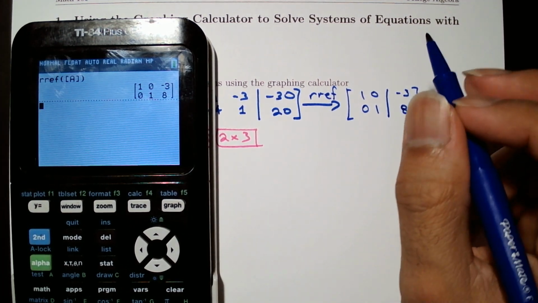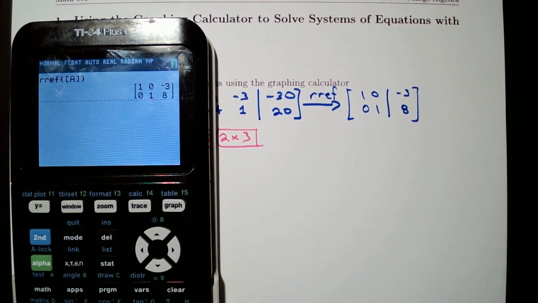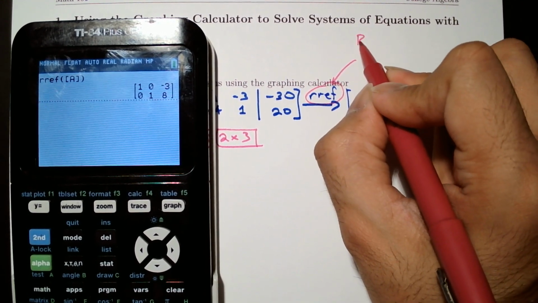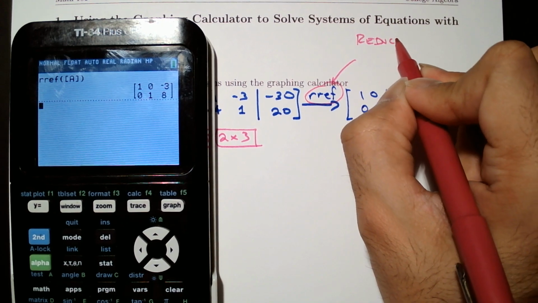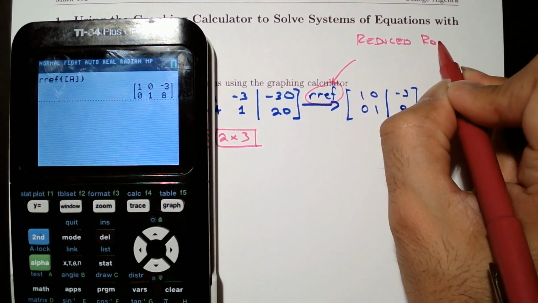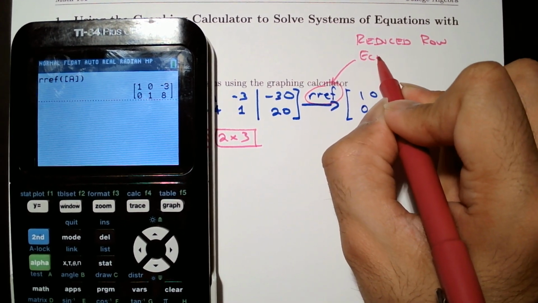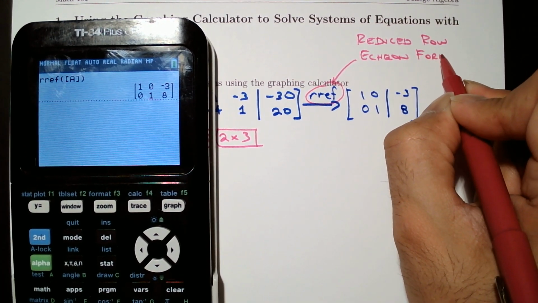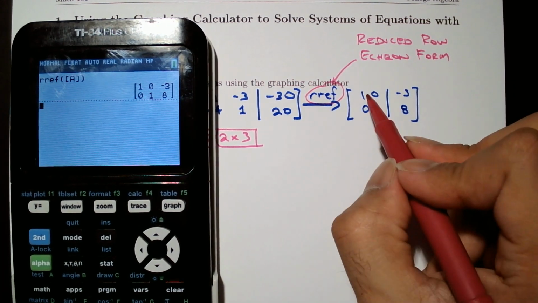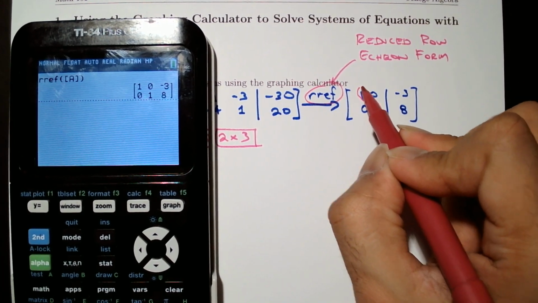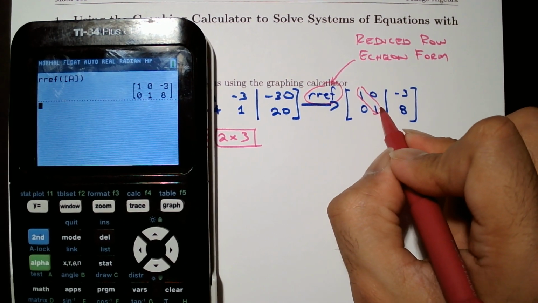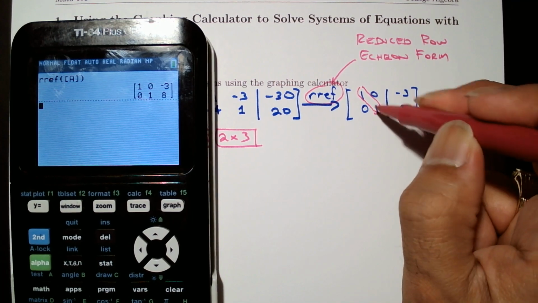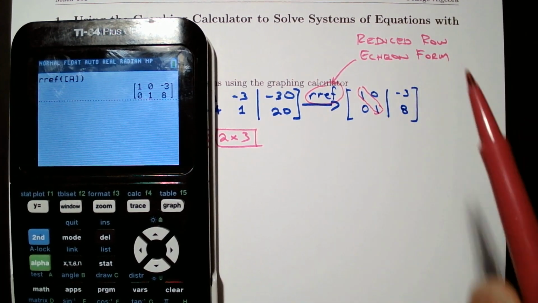Okay, what did we obtain? This RREF means reduced row echelon form. Reduced row echelon form in the sense of the main diagonal. Here, this matrix has only 1s as a main diagonal, and it looks like a staircase. That's why we call it the echelon form.